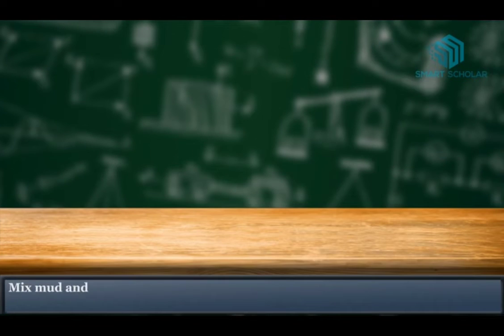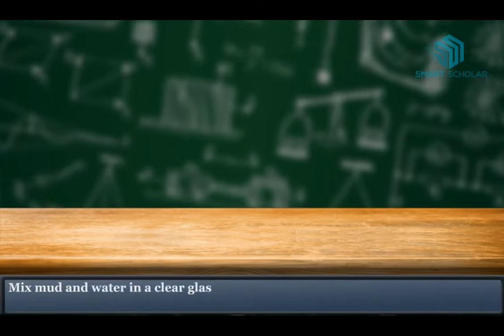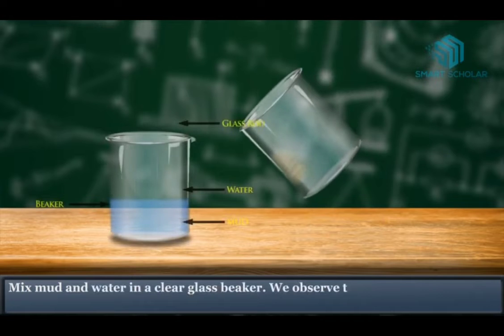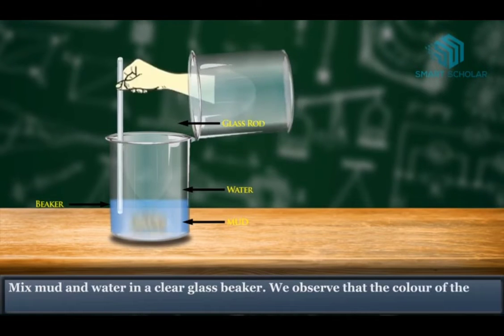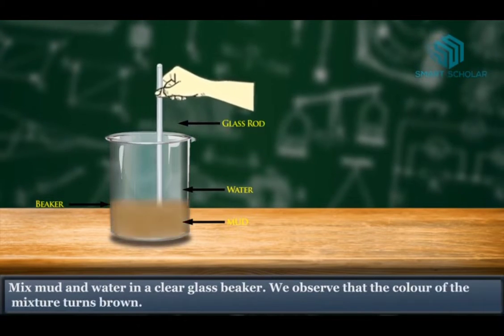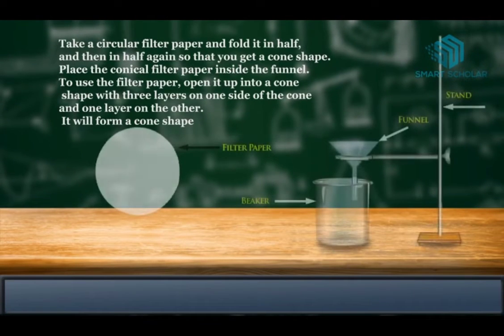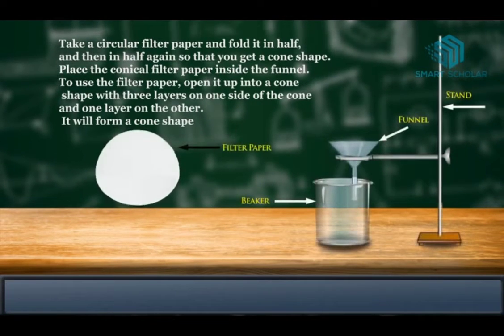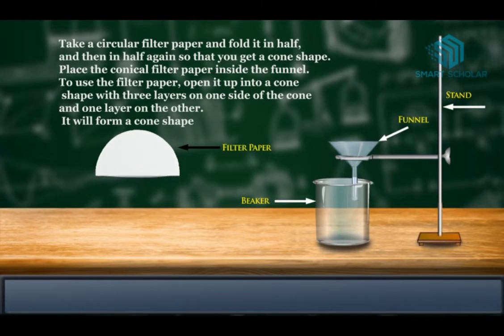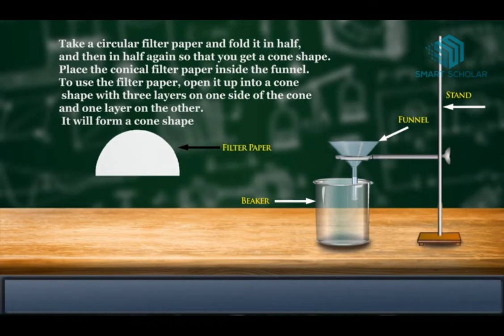Mix mud and water in a clear glass beaker. We observe that the color of the mixture turns brown. Take a circular filter paper and fold it in half, and then in half again so that you get a cone shape. Place the conical filter paper inside the funnel.